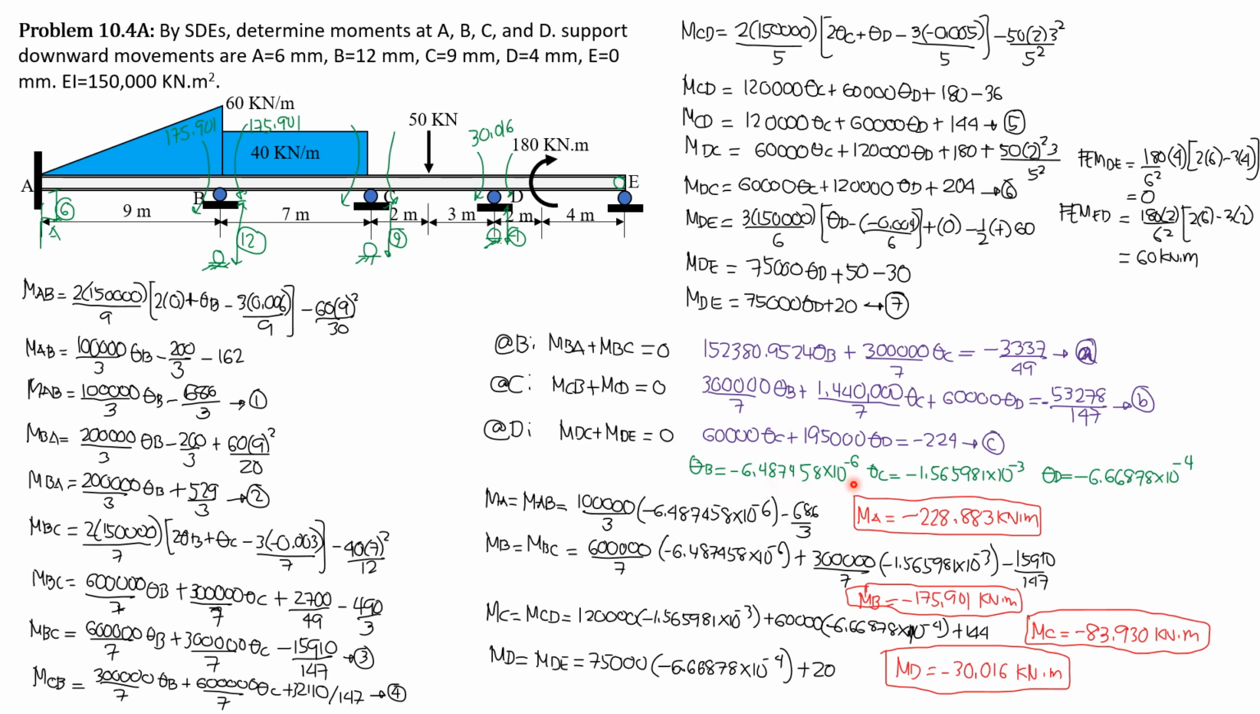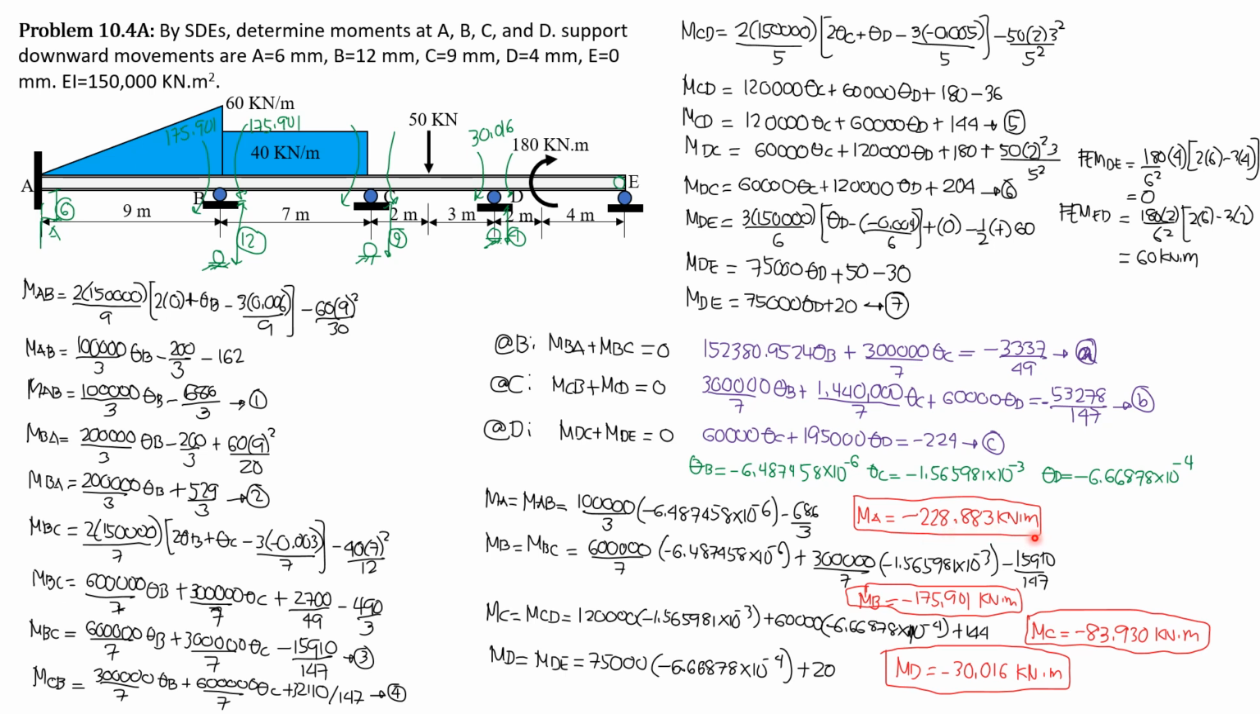theta B negative 6.487458 times 10 to the negative 6 radians, theta C negative 1.565981 times 10 to the negative 3 radians, and theta D negative 6.66878 times 10 to the negative 4 radians. We can now compute the moment at A, which is moment AB in equation 1. So we obtain 100,000 over 3 theta B minus 686 over 3. We obtain the same value as in the three moment equation, negative 448.883 kilonewton meter.